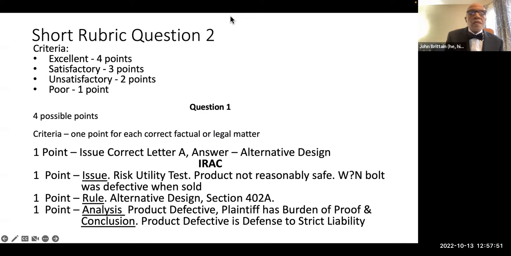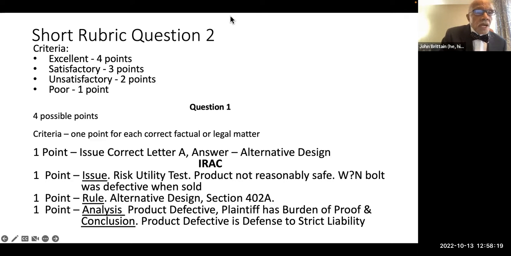And just run over quickly, and I'll end in 2 minutes. And here you have the IRAC again, and here you have that issue, risk utility test. The product is not reasonably safe. Whether or not the car was defective when sold is going to be a fact question to be decided. We're only trying to determine what the cause of action is. It's for a jury, or a court, to determine the end result. That's not the point here.